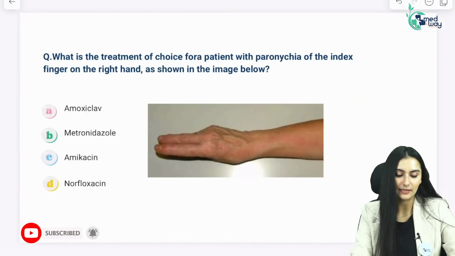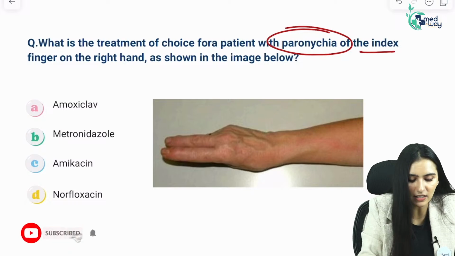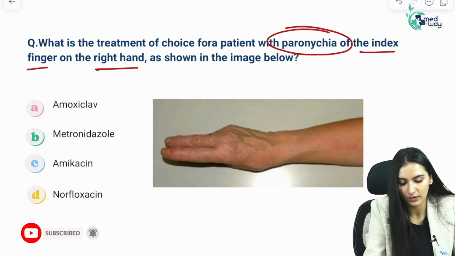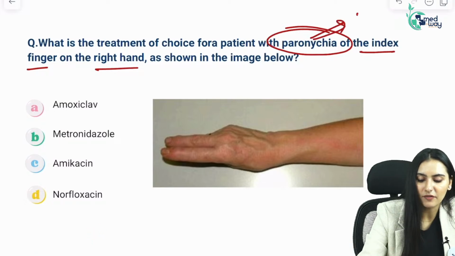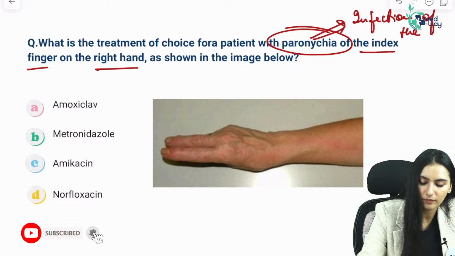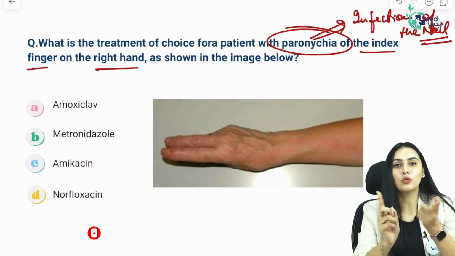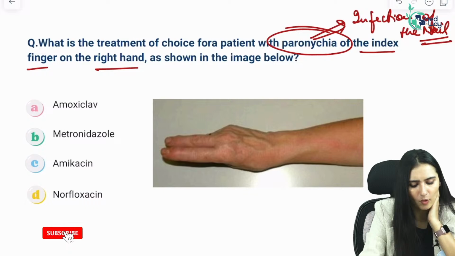Okay. Next. The treatment of choice for a patient with paronychia. So, there is paronychia of the index finger of the right hand. Okay. Simple. Paronychia is what? It is an infection of the nail. It can include the nail bed and it can also include the cuticles. What is the most common drug that we give nowadays is amoxiclav.